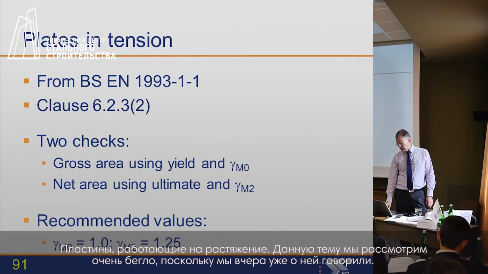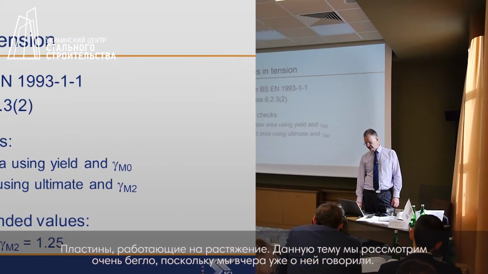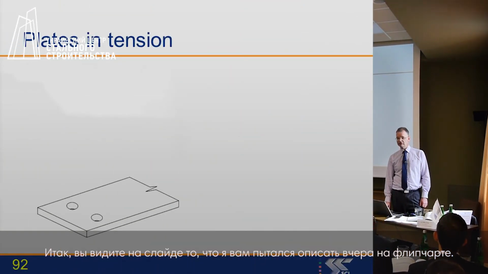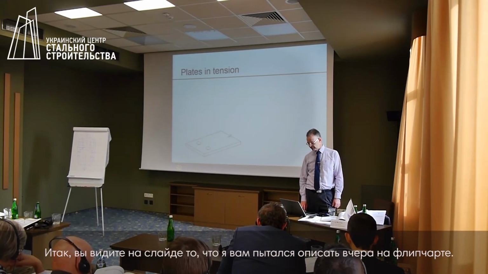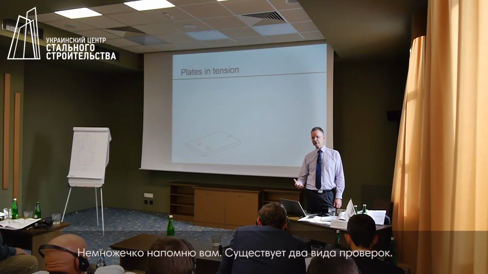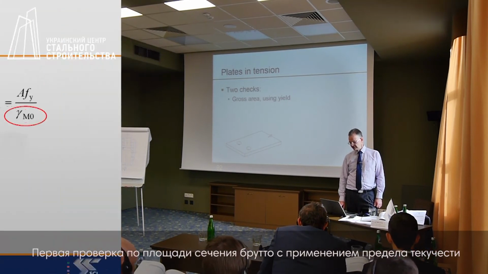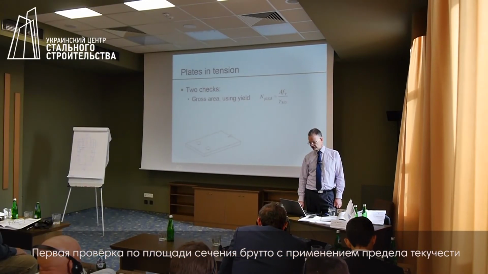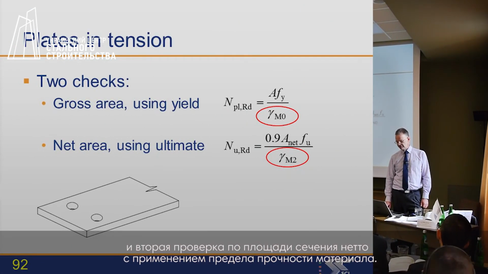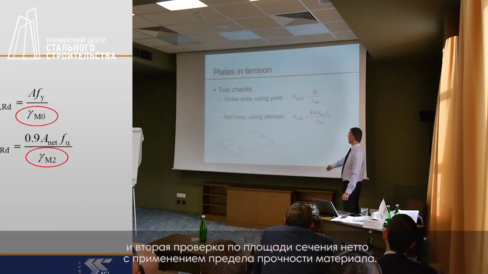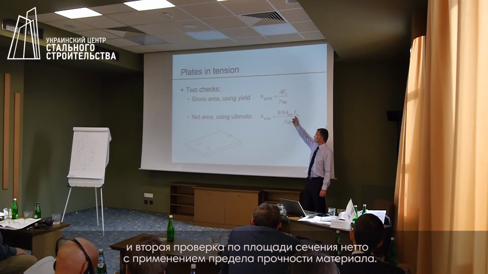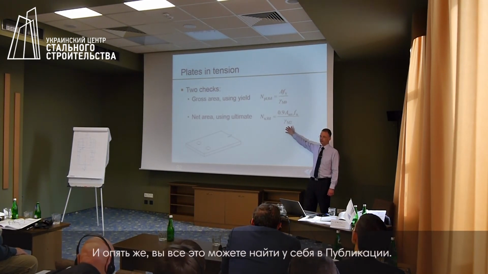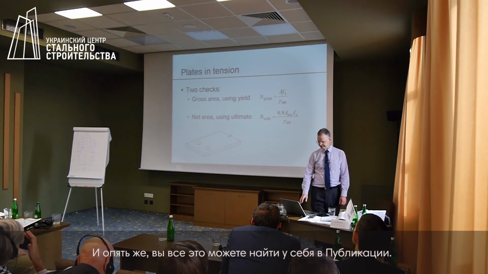Plates in tension I'm going to go through fast because I spoke about it yesterday. So here is the situation that I attempted to draw yesterday on the flip chart. And just a little reminder, there are two checks. There is one check which is of the gross area, and that uses the yield strength. And there is a second check of the net area, that uses the ultimate strength of the material, but remember, there we use the value gamma M2. And again, you will find that in your guide.